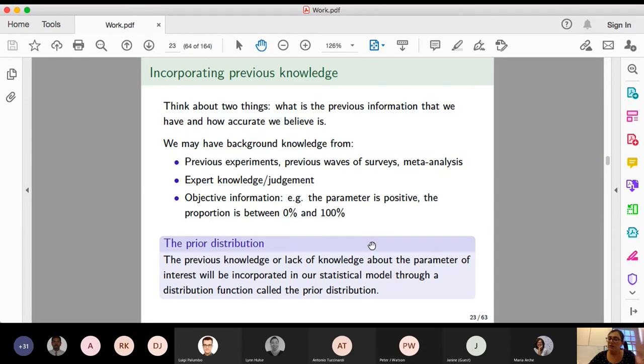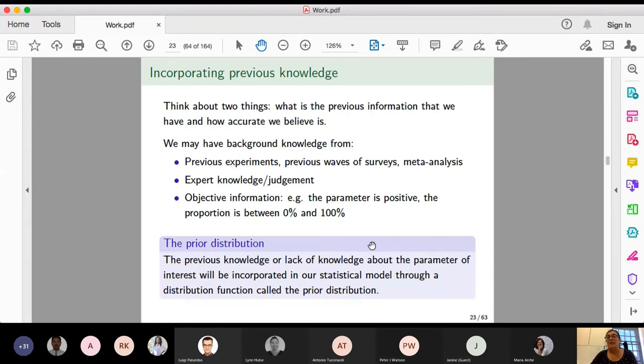Now, all this background information, previous studies, previous results, previous research, etc., will enter into your Bayesian statistical model in the form of a distribution. A distribution for the parameter, because remember we were talking in the first part that the parameter is thought of as a random variable in the Bayesian framework. And therefore, random variables can be described by a distribution.